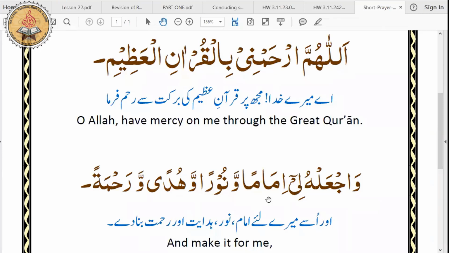Imaman wa. Imaman wa. Nuran wa. Hudan wa rahma. Read the translation, please. O Allah, have mercy on me through the great Quran, and make it for me the leader, the light, the guidance, and the mercy.